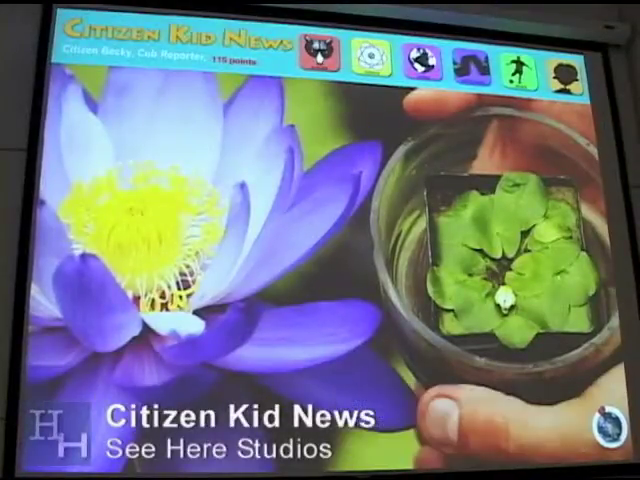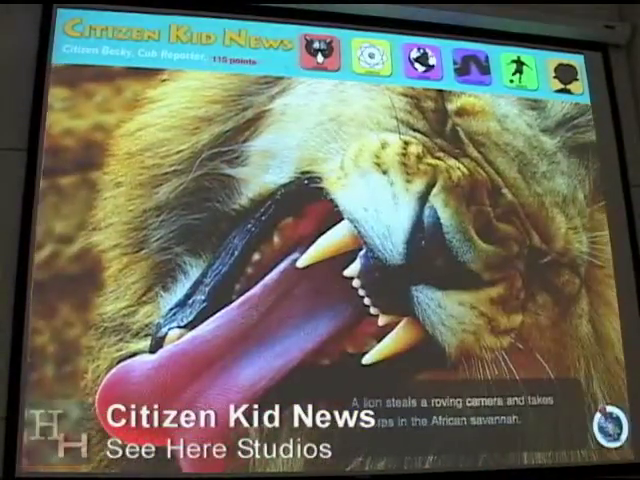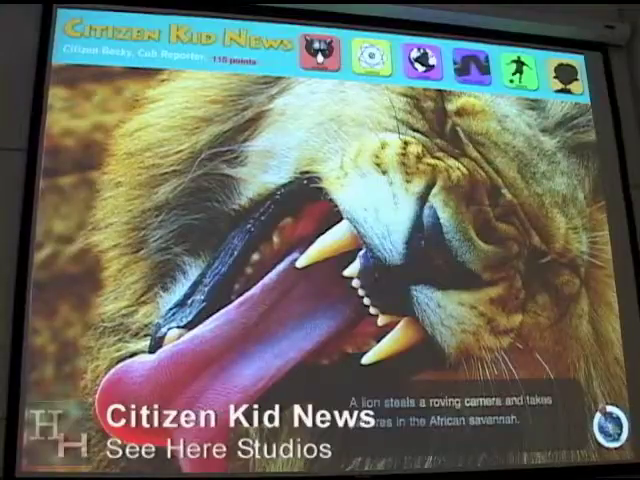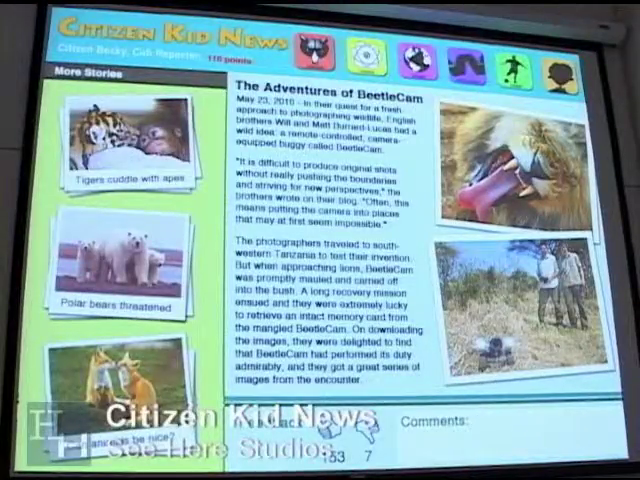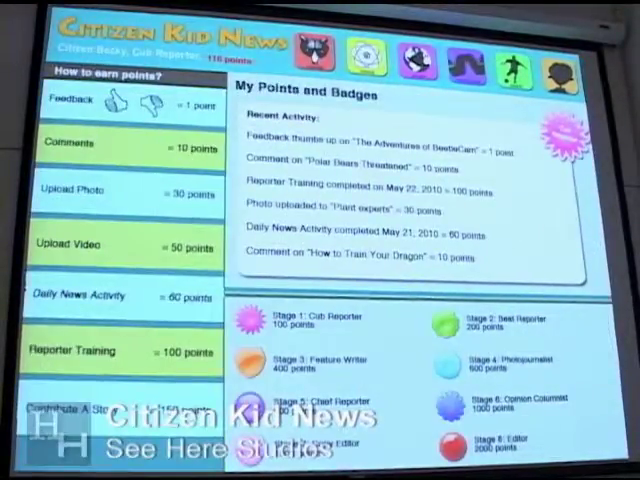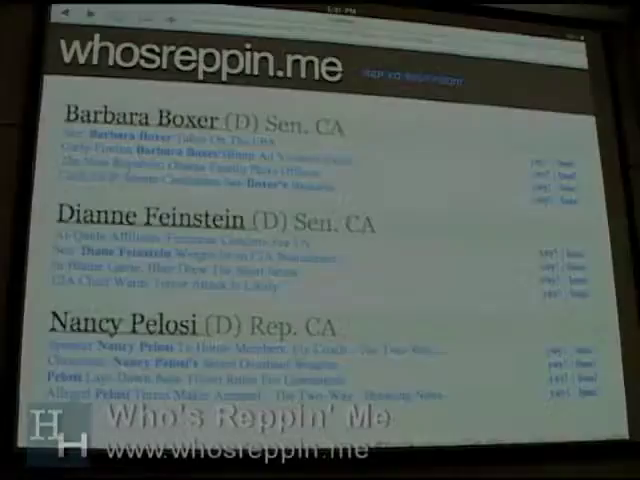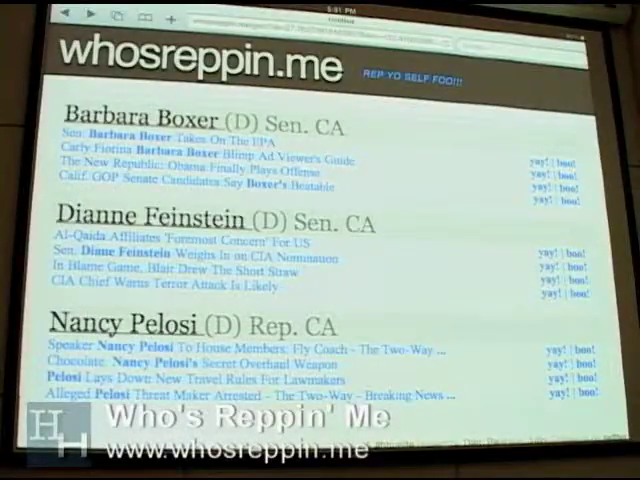For Citizen Kid News, I felt like the design usability of it was really over the top, and I really appreciated the fact that there was a specific market in mind from the get-go. That's super smart. For Who's Reppin' Me, the user proposition is so simple and has the potential to be so powerful. We brought together different communities of people who would not otherwise necessarily meet, getting developers working on the iPad, exchanging ideas. Again, I'm amazed at everything.